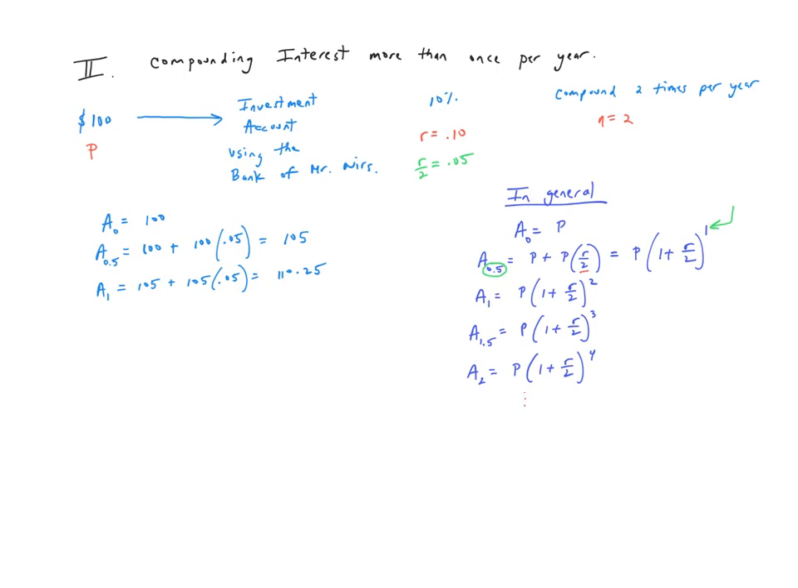This pattern will continue. So if a bank decides to compound 2 times per year, the amount of money after t years will be equal to the principal times 1 plus the rate divided by 2 all to the 2t. In fact, this entire discussion generalizes. So, if a bank decides to compound interest n times per year, the amount of money after t years is equal to your principal times 1 plus the interest rate divided by n to the nt.